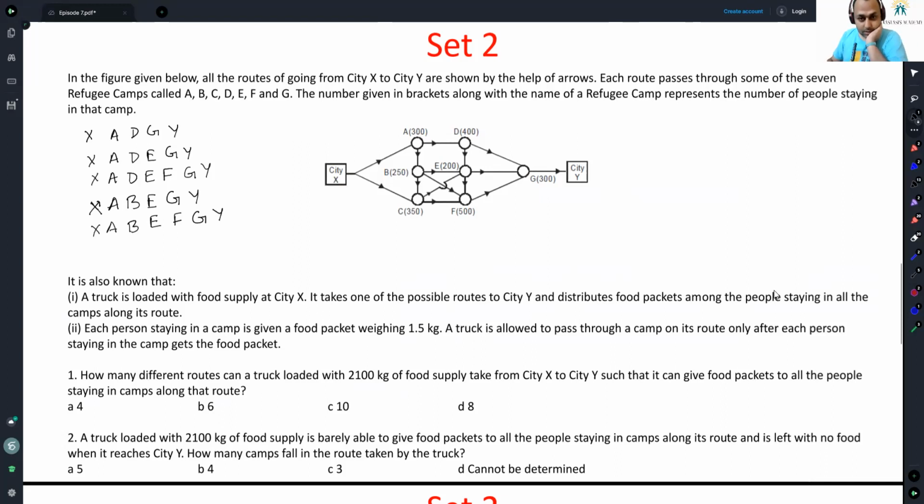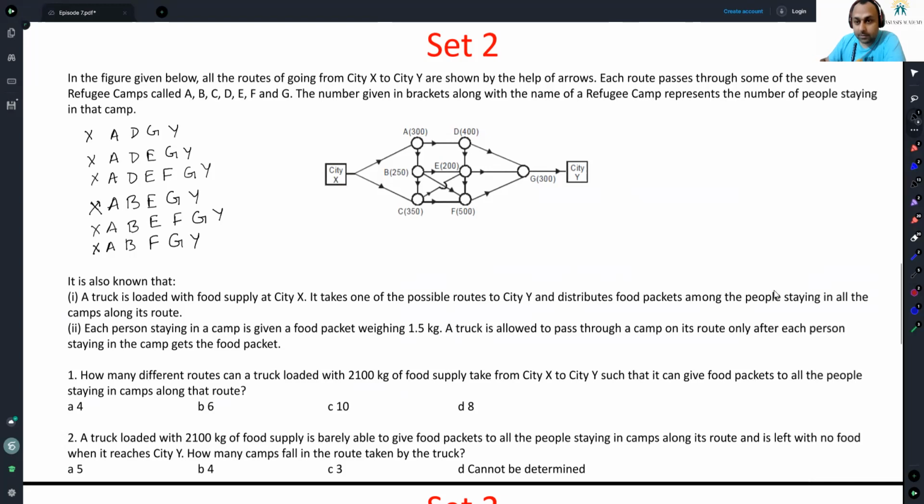X, A, B, E, G, Y, X, A, B, F, G, Y. Okay. Oh, I haven't done B, F, no? So X, A, B, F, G, Y. Cool. Now all paths to rightwards are done.